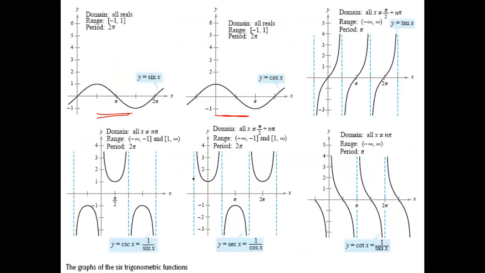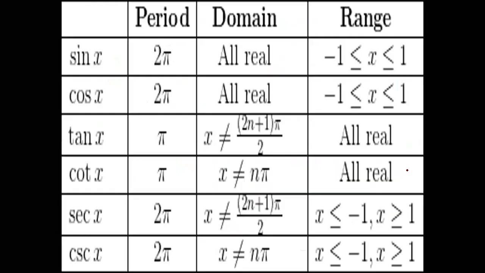Similarly with cosecant, secant and cot. You can see the table over here. Take a screenshot of the table also. This table is very important because we'll be dealing with the inverse related to domain and range. You should know the domain and range of these direct functions. So take a screenshot of this.